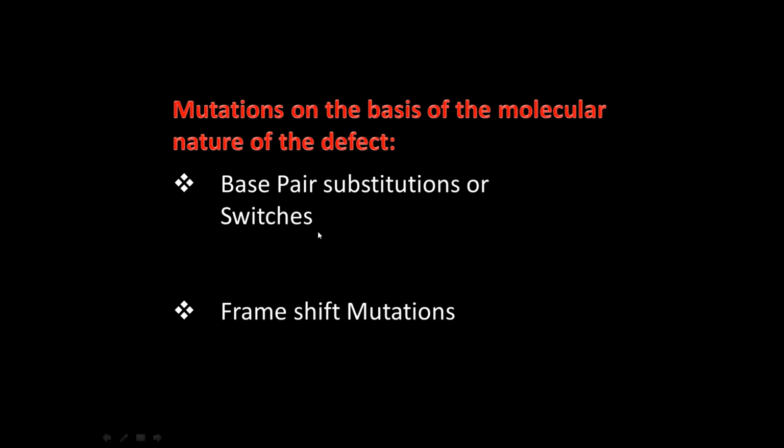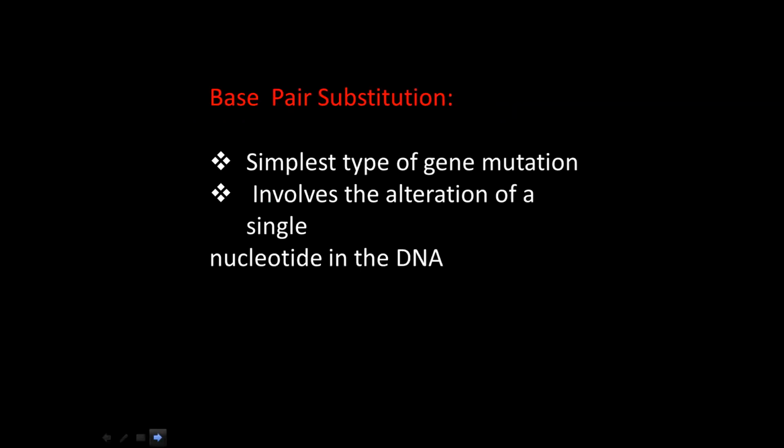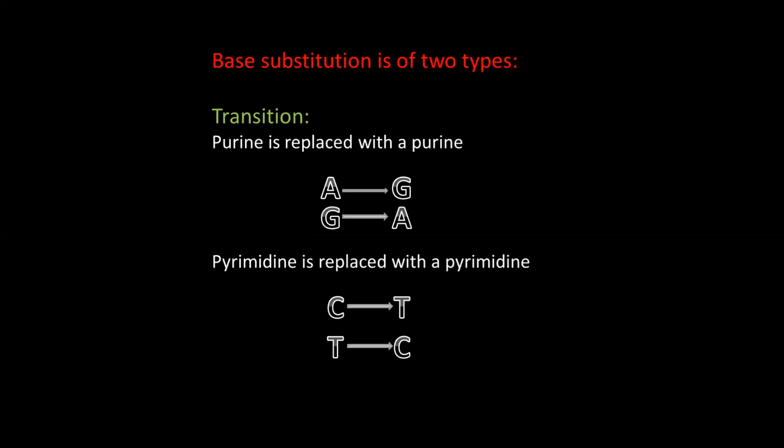Okay. And now, what is a base pair substitution? Today we are going to discuss this. We have already discussed it, but we'll take a quick recap. Base pair substitutions are the simplest kind of gene mutation, where there is a change in a single base pair. Actually, there is a change in a single nucleotide in the DNA which changes the base pairing. So substitution of a single base pair in a DNA leads to a type of mutation called base pair substitution.